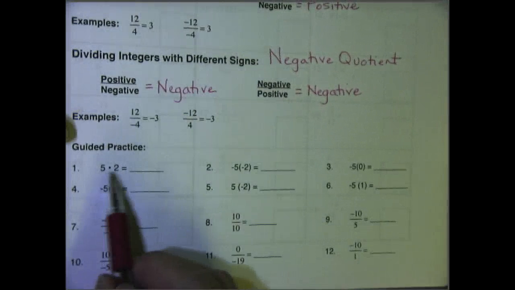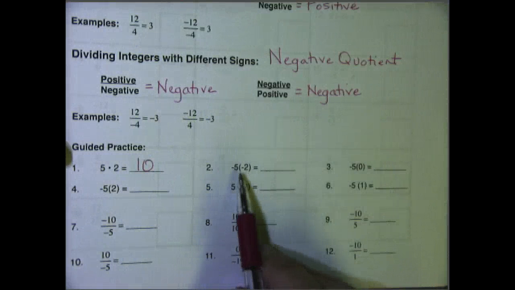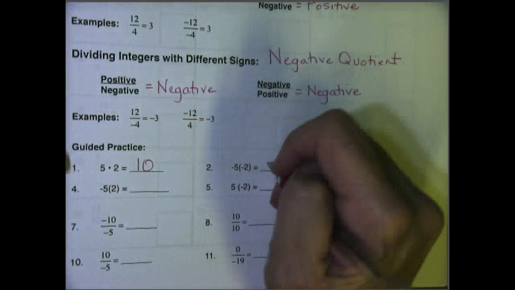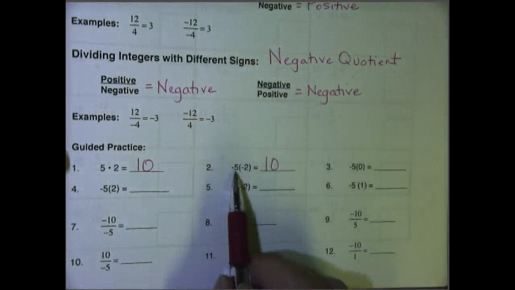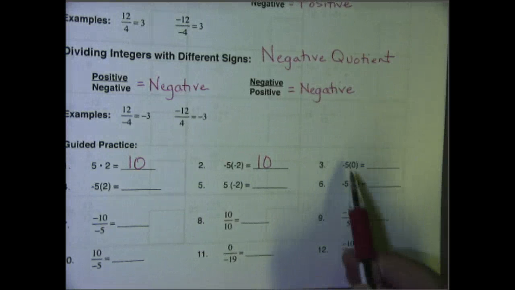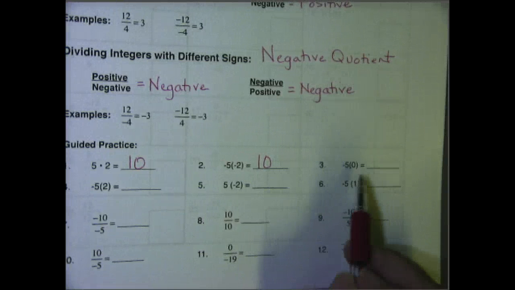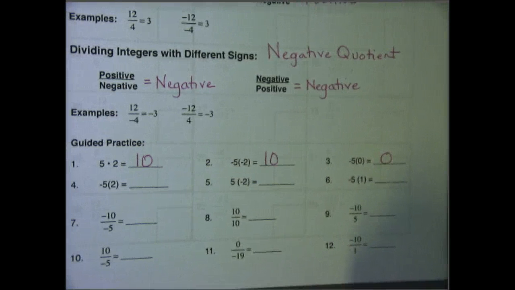So 5 times 2, both are positive. 5 times 2 is positive 10. Negative 5 times negative 2, both are negative, so you get a positive answer. Multiplying same signs, positive 10. Negative 5 times 0, anytime you multiply by 0, you get 0. Remember, it is not negative 0. There is no negative 0.